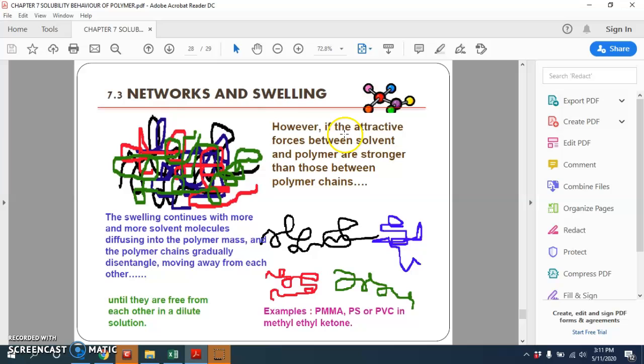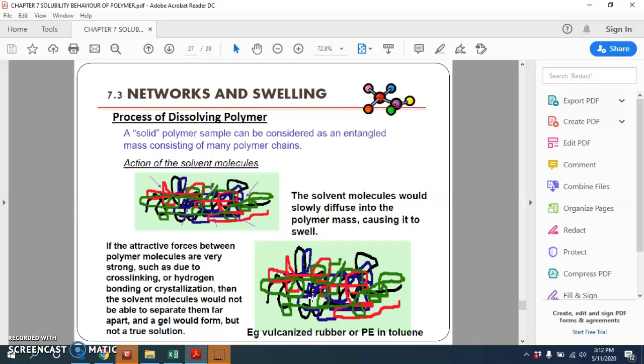However, if the attractive forces between solvent and polymer are stronger than those between polymer chains, the swelling continues with more and more solvent molecules diffusing into the polymer mass, and the polymer chains gradually disentangle, moving away from each other until they are free from each other in a dilute solution. For example, PMMA, PS, PVC. Okay, these will actually dissolve. For the previous one, it does not dissolve and it swells.